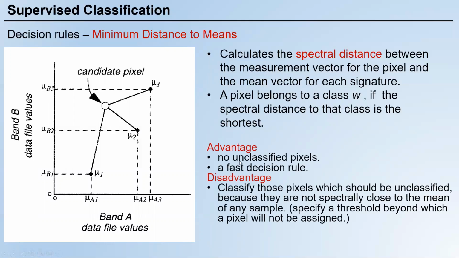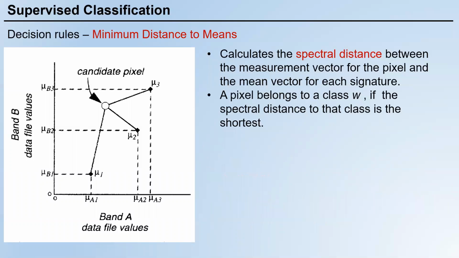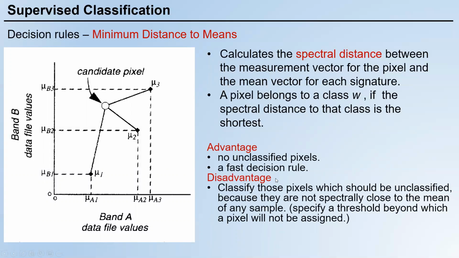The advantage: no unclassified pixels, because you can always calculate the distance between any pixel and any location within this feature space. So every pixel can be classified. There won't be any pixels like this, represented by question marks. Everyone will be classified. And it's very fast because you only need to calculate distances, right?